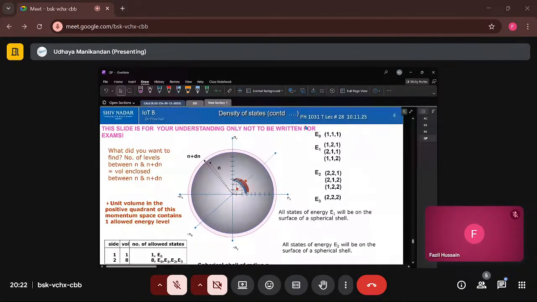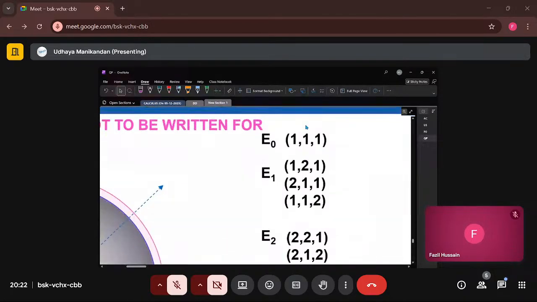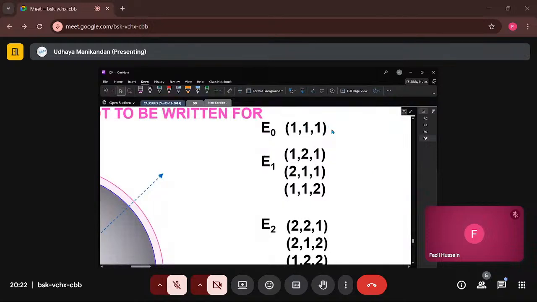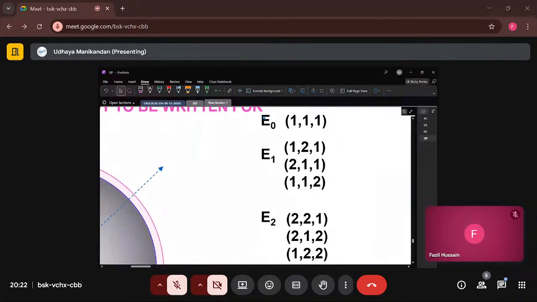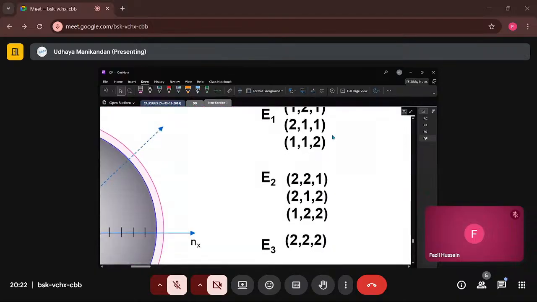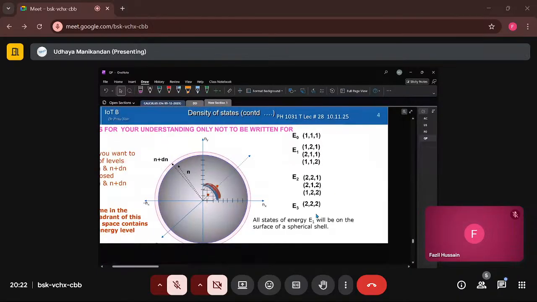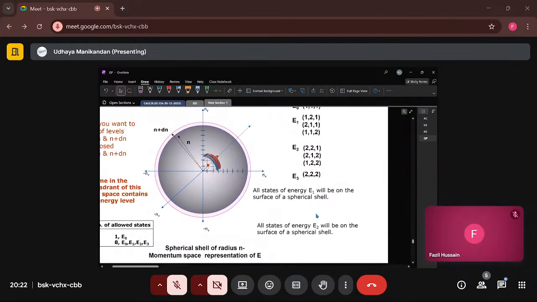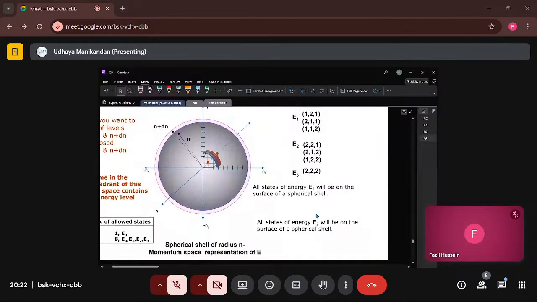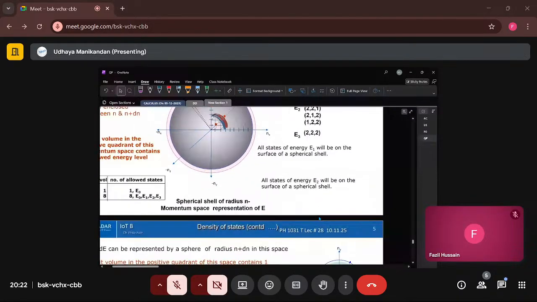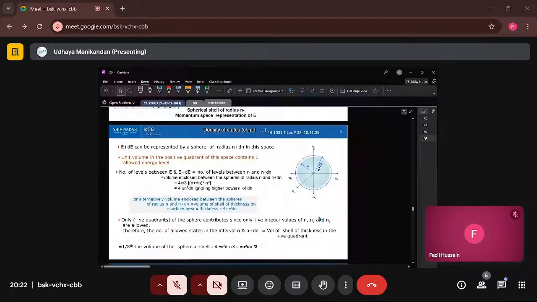Okay, yeah, they're talking about this. We also talked about degeneracy, right? So again, these are all degeneracies. E naught comes when you have 1, 1, 1. E1 comes when you have all these configurations. E2 comes from all these configurations, right? All these are shared by what? Equipotential surfaces. When you have different configurations, they will all be in the same energy sphere, right? So they're just showing that in momentum space like that.